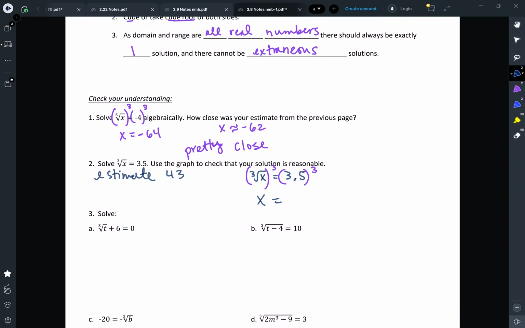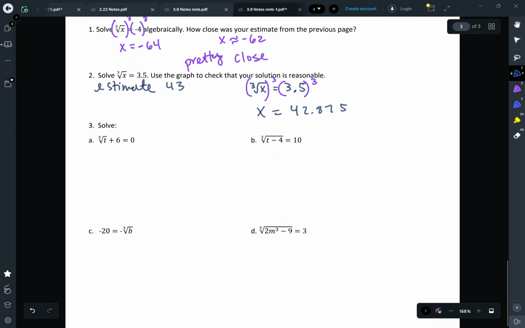And then if I work out 3.5 to the third power times 3.5. I got a baby calculator here, so it's taking a while. I get 42.875. Wow, that's actually really close. And all I knew was a little bit less than 45, right? Okay, so pretty close again. So this is our answer. The graph checks out. They look like they're equal.